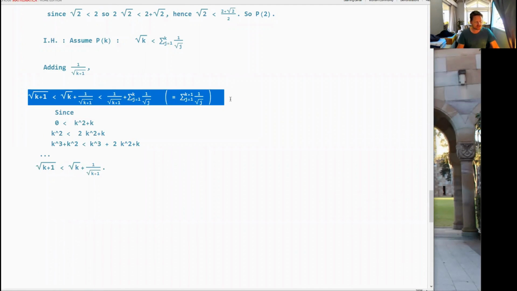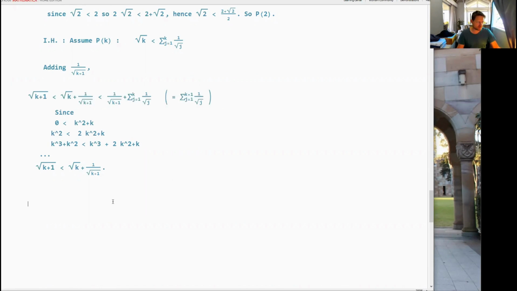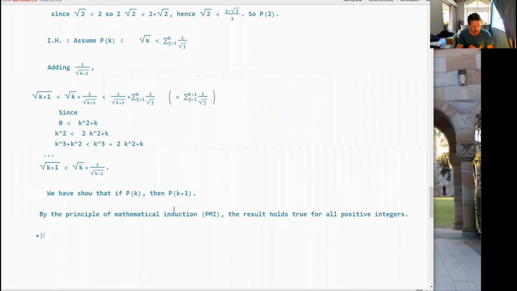because this is the statement here for k plus 1. So we have in fact shown that P(k) implies P(k+1). And the induction is now complete because we've done that. We just needed to write this.